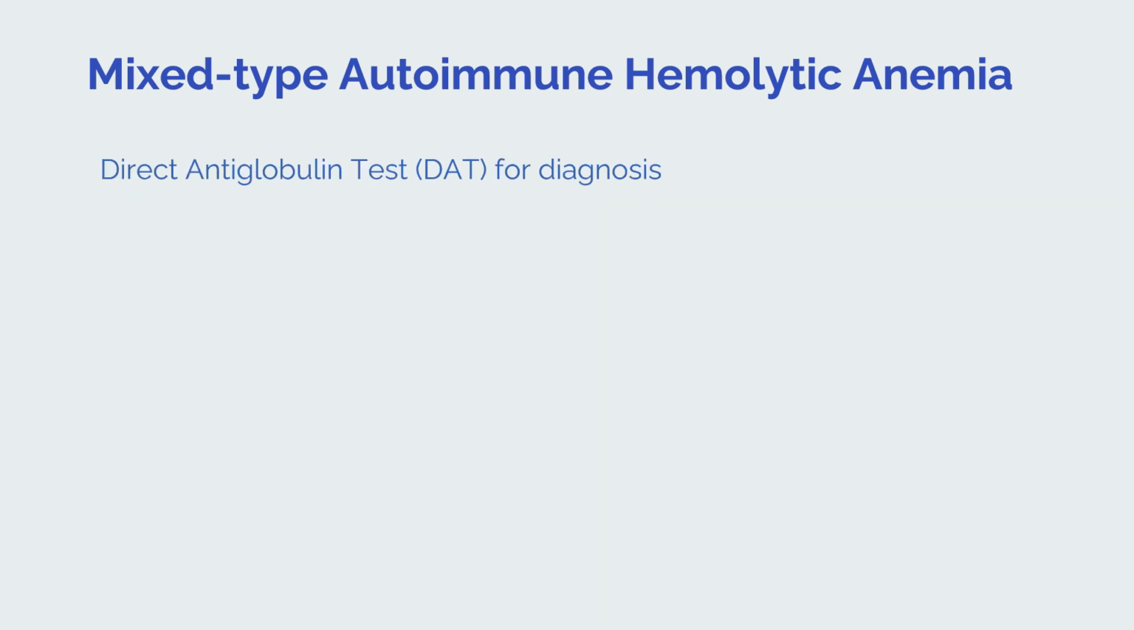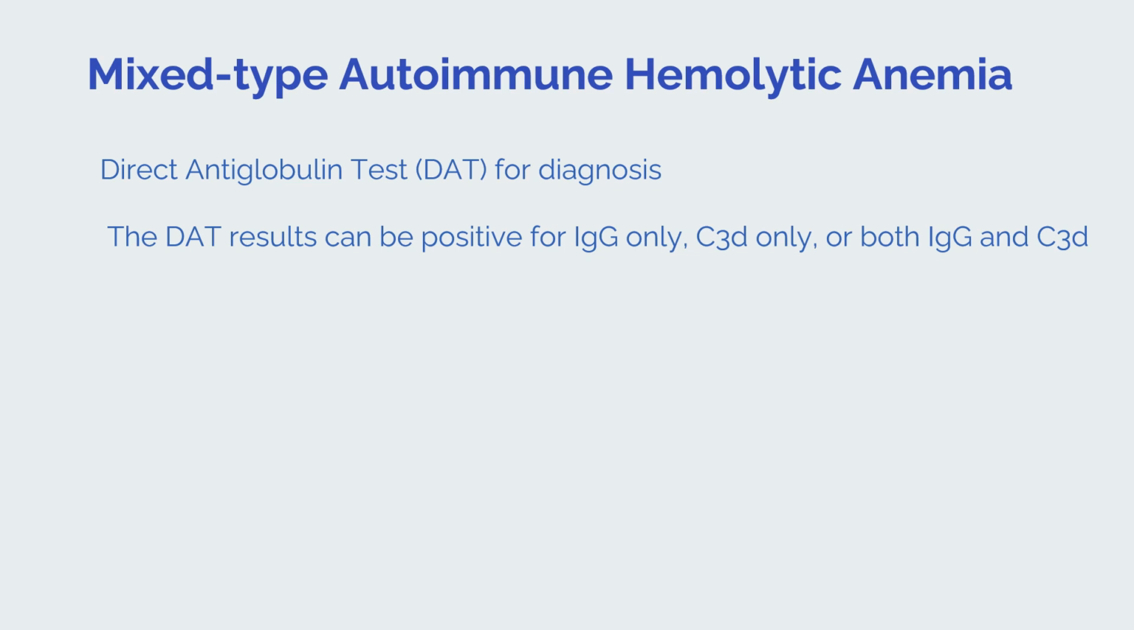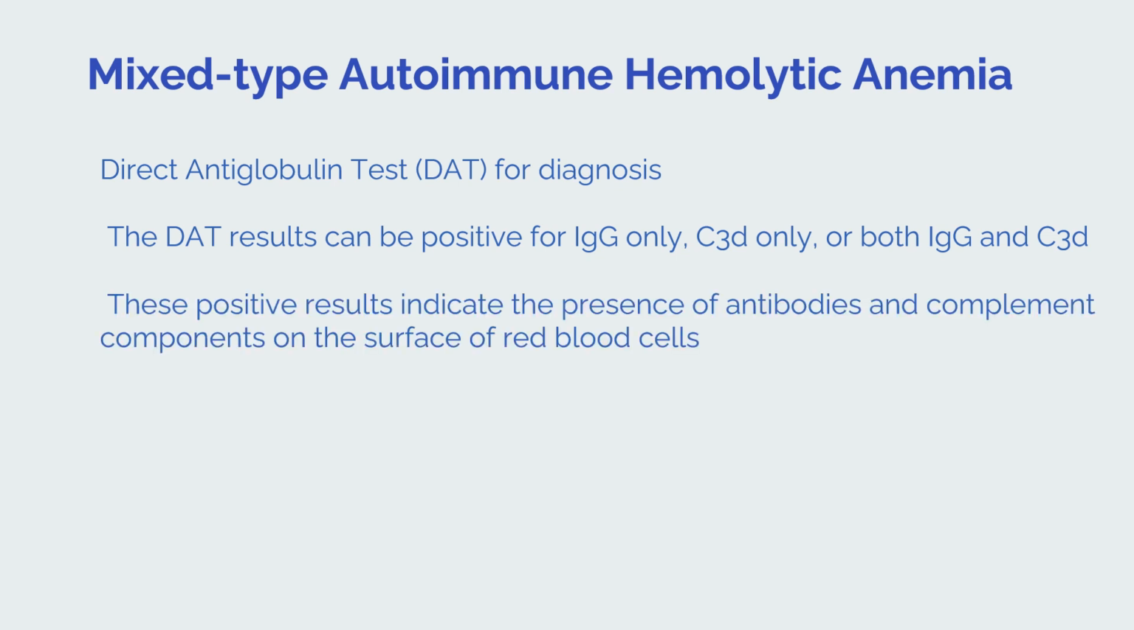To diagnose mixed-type autoimmune hemolytic anemia, doctors often perform a direct antiglobulin test, DAT. The DAT results can be positive for IgG only, C3d only, or both IgG and C3d. These positive results indicate the presence of antibodies and complement components on the surface of red blood cells.